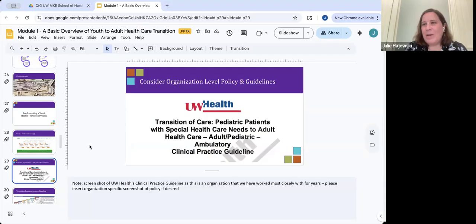Nonetheless, it is a nice example of it, and so I just have a couple of screenshots to highlight it. And if at some point you're interested in looking at those policies, Tim does have those available as PDFs for you to take a look at, even though they're not live in the UW system anymore.